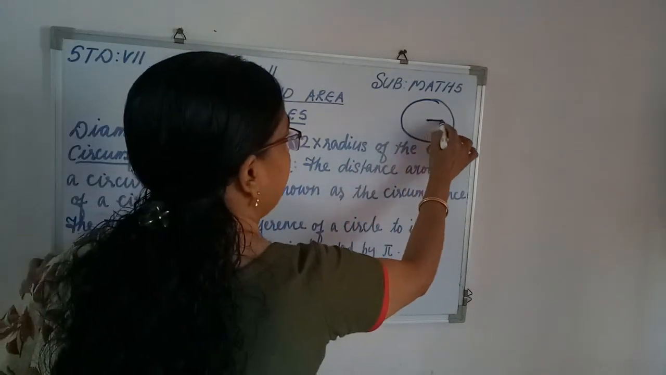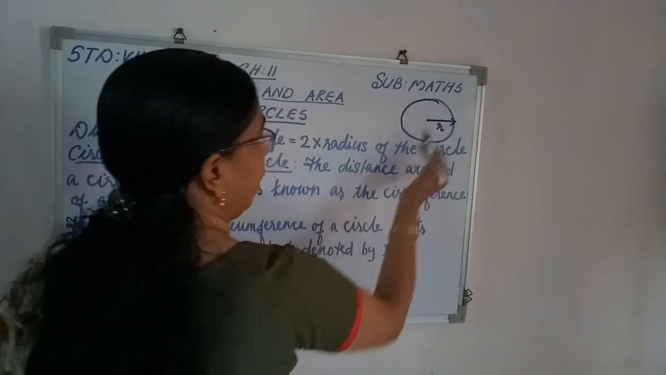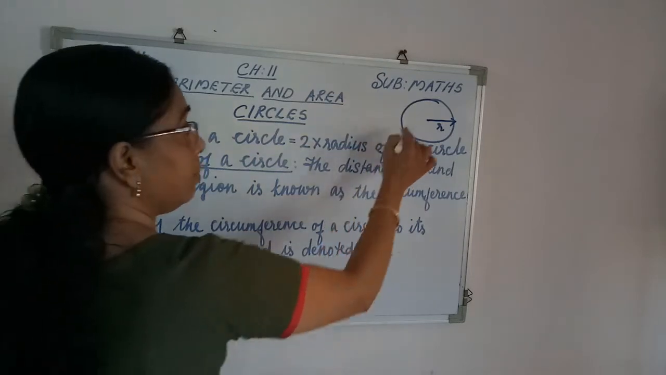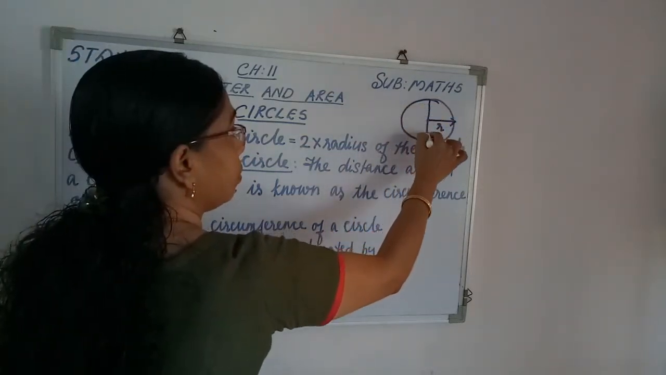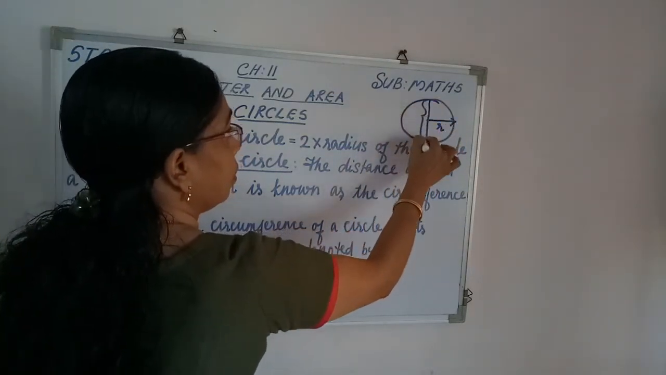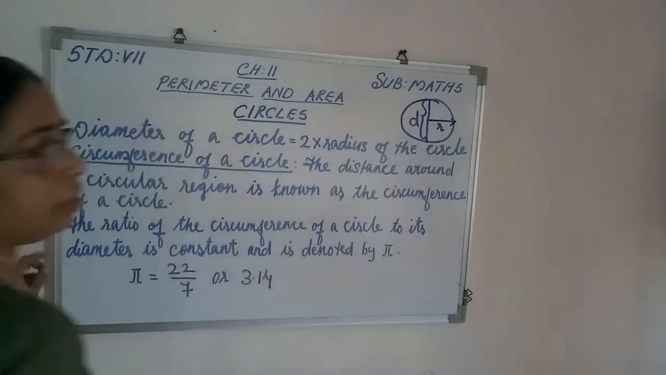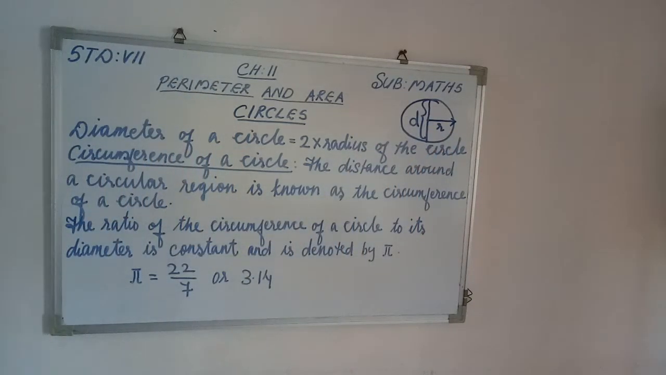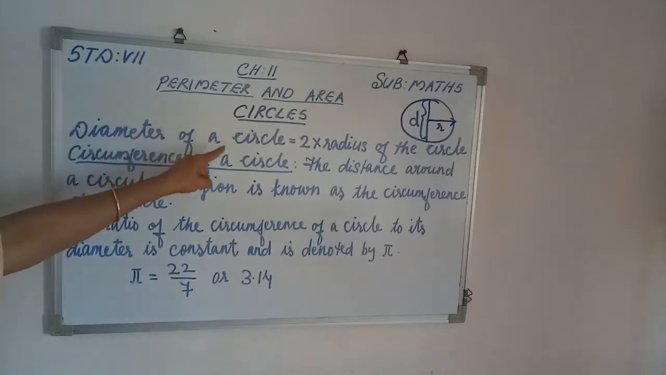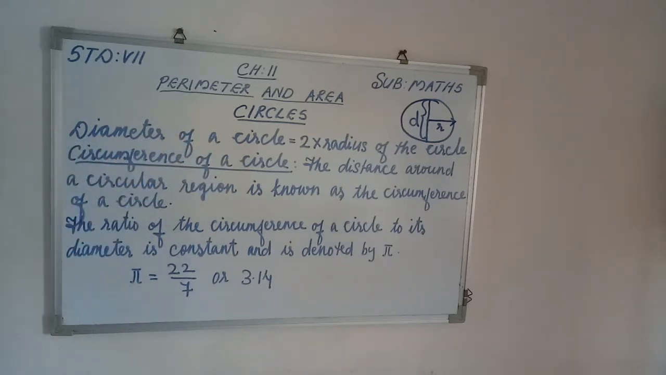So here this is the radius, that is R. Diameter means double the radius. Diameter we denote using the letter D. So the diameter of a circle is equal to 2 multiplied by the radius of the circle. Double of the radius is the diameter.